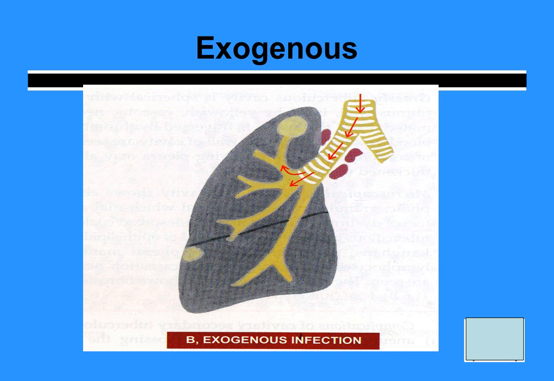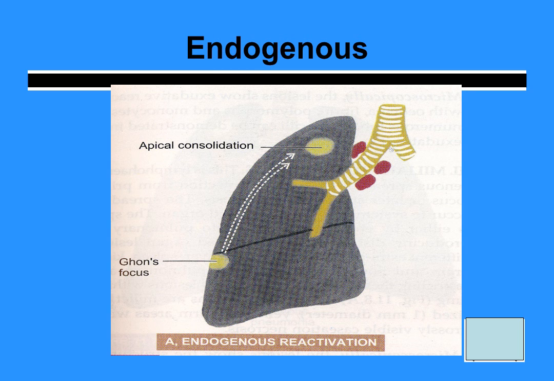The exogenous infection comes from inhalation. From inhalation it goes through the trachea to the lungs, and there it lodges in the apical part of the upper lobes, where there is a high oxygen area. Endogenous spread can occur from activation of a previously silent Ghon's focus, from where it goes into the apical region of the upper lobes, and it can form a secondary tuberculosis lesion.